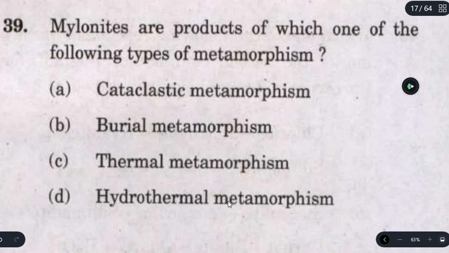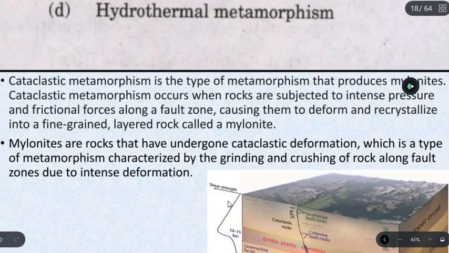So read about this. This is the concept of the agents of metamorphism, the question came from there. Okay, yes. Tektite is also a product of contact metamorphism. Tektite, right. So this is the question from the agents of metamorphism. Okay, read about those things.